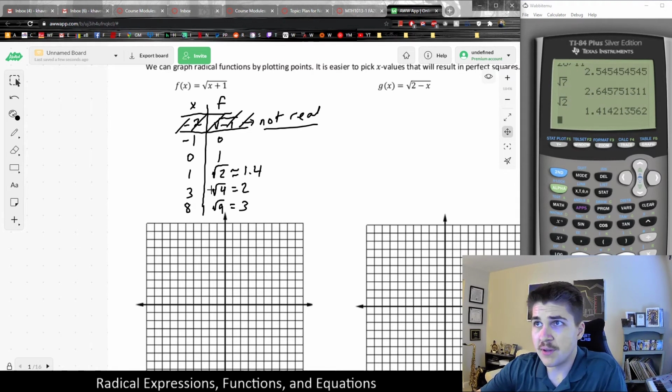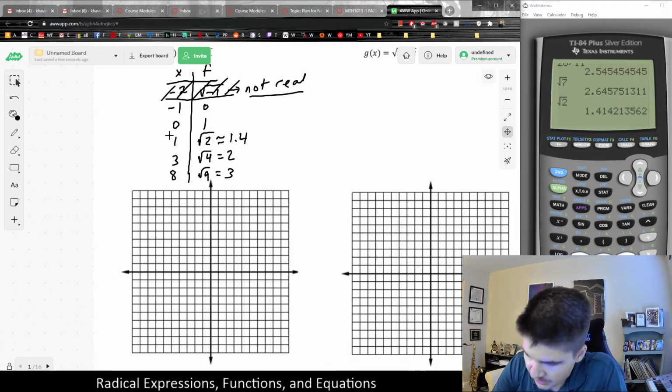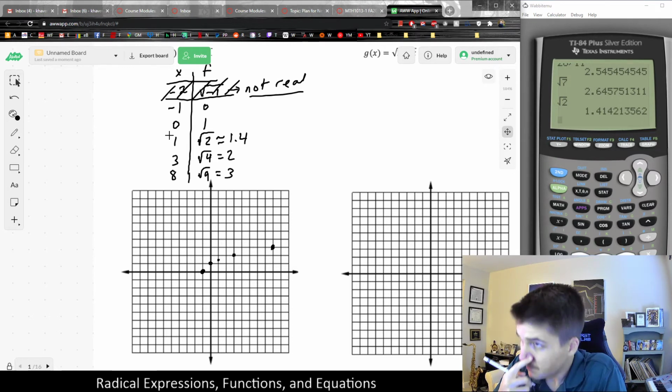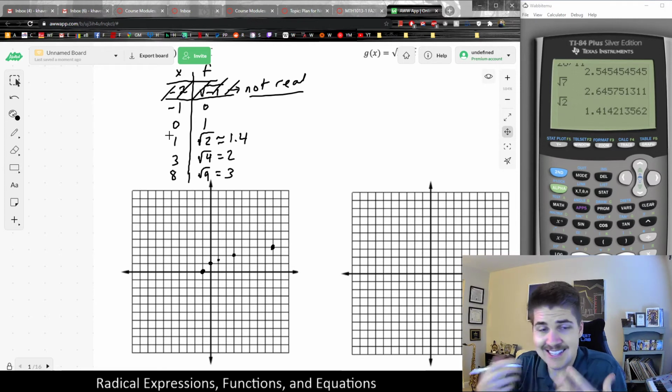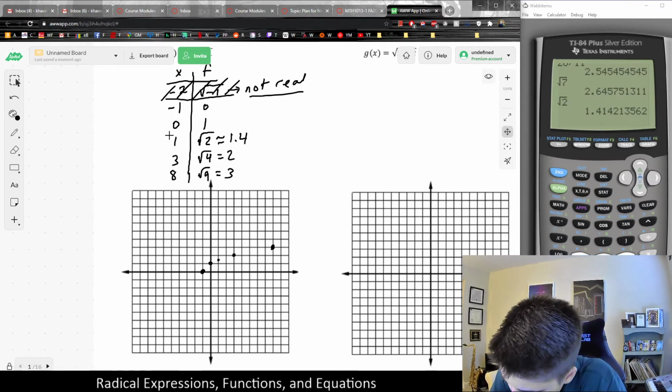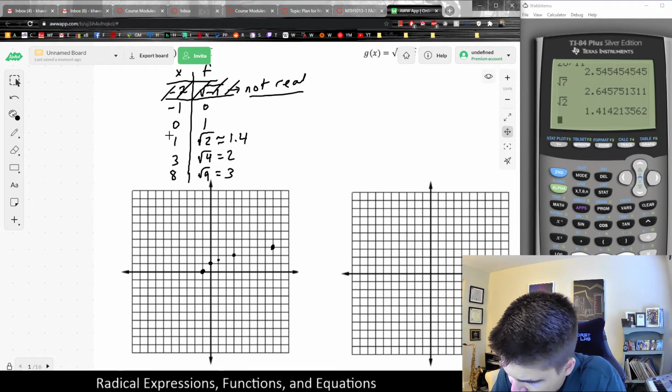But if we graph the points that do work, for example, (-1, 0), (0, 1), (1, 1.4), just all the points I found, (3, 2), and (8, 3), we can get a sense of how this graph will behave. And basically what ends up happening is it results in a sideways half parabola.